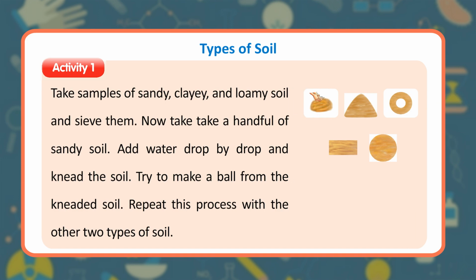Activity. Take samples of sandy, clayey, and loamy soil and sieve them. Now take a handful of sandy soil. Add water drop by drop and knead the soil. Try to make a ball from the kneaded soil. Repeat this process with the other two types of soil.